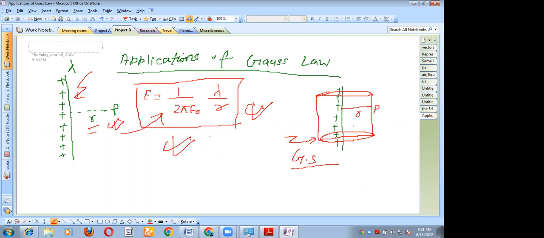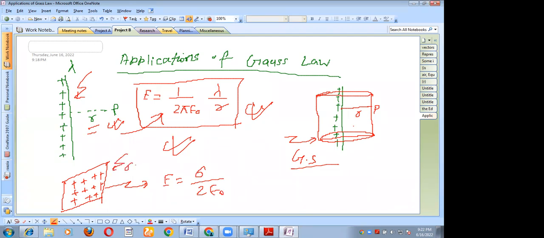So this is what Gauss law is for. We have different cases. You may have heard about a sheet of charge. And the electric field due to this sheet of charge, you may know the formula E is equal to sigma by 2 epsilon naught, if you remember. The charge density is sigma. So these were applications of Gauss law, and we are going to directly apply those formulas.